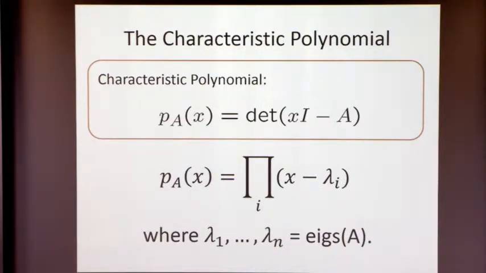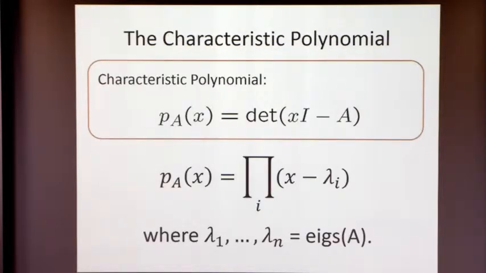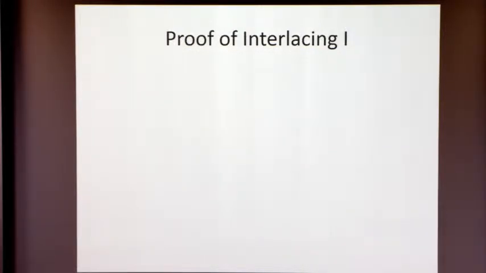We're used to thinking of eigenvalues as solutions to Ax equals lambda x. Well, they are also roots of this polynomial, the determinant of xI minus A, which is a univariate polynomial. I'm going to denote that by p of A. This interlacing structure becomes really clear when you analyze what happens to the characteristic polynomial under a rank 1 update.